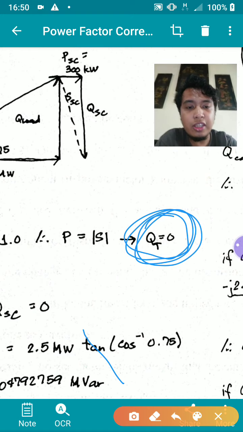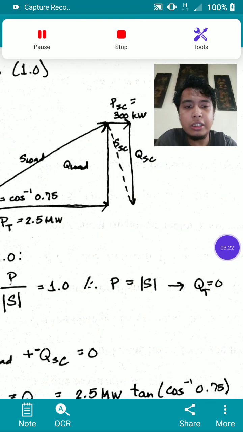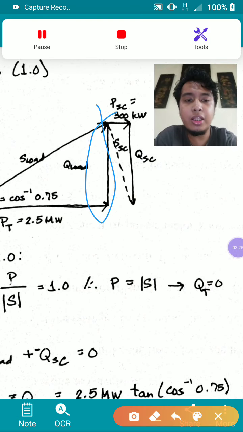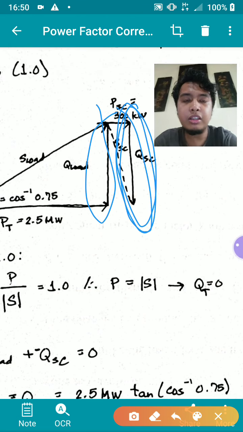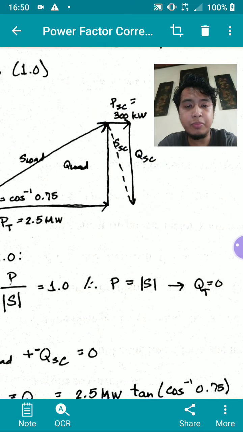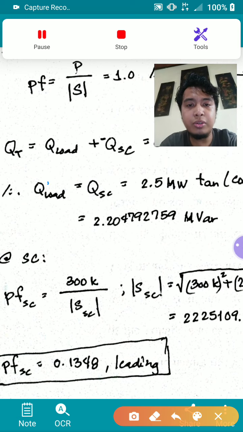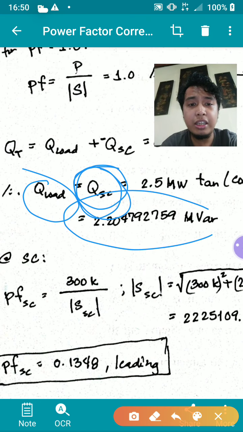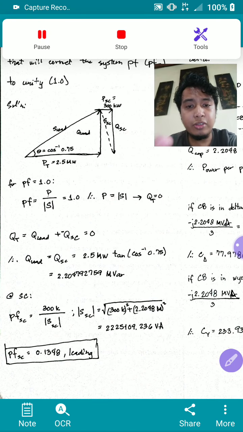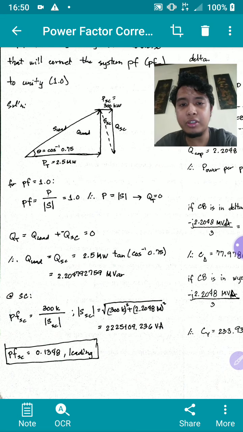Okay, so as you can see, I have a Q load here. So if I want a Q total of 0, therefore I have to have a Q that is in the opposite direction but of the same magnitude. So that's basically this equation. So I can solve for Q load here, and then that is equal to my Q from the synchronous condenser. So that gives me the Q of the synchronous condenser. So that's basically the necessary Q if I want to make this power factor equal to unity, or 1.